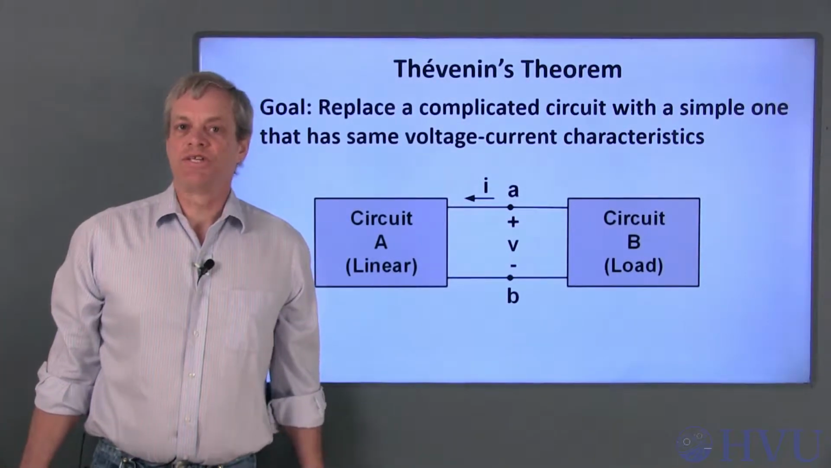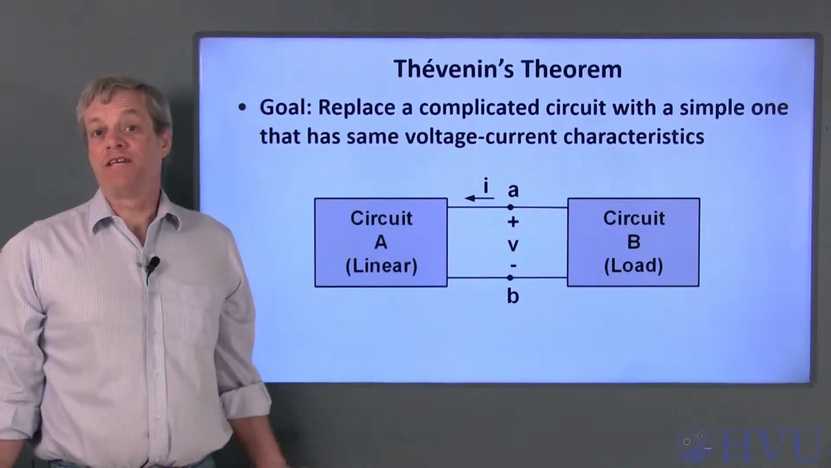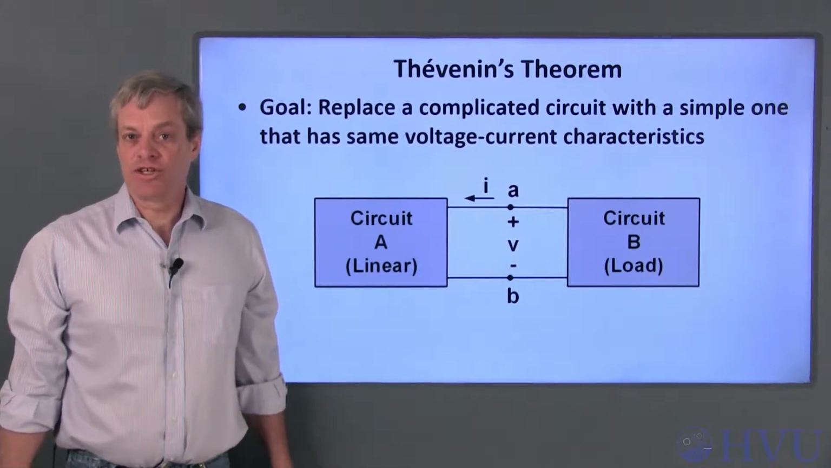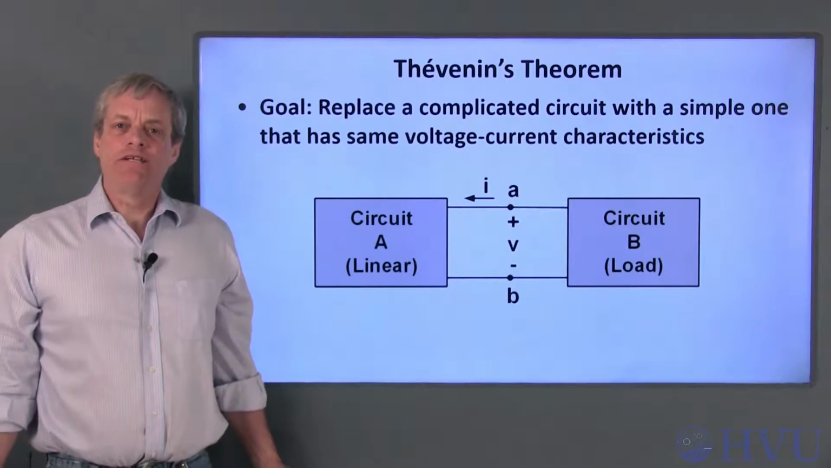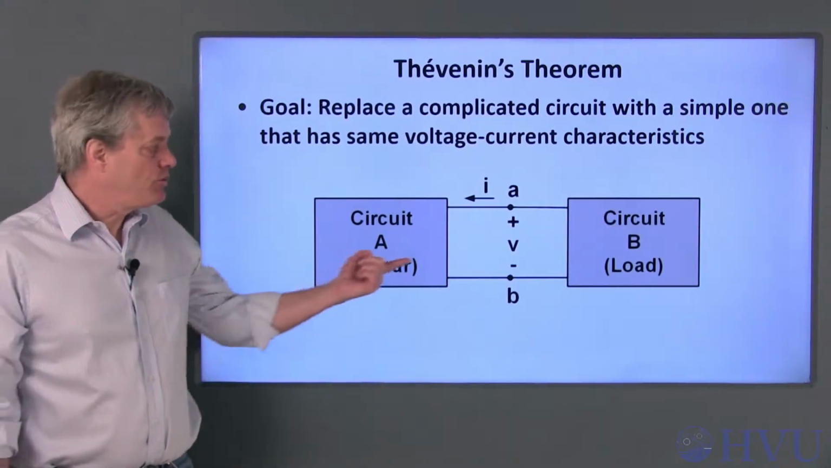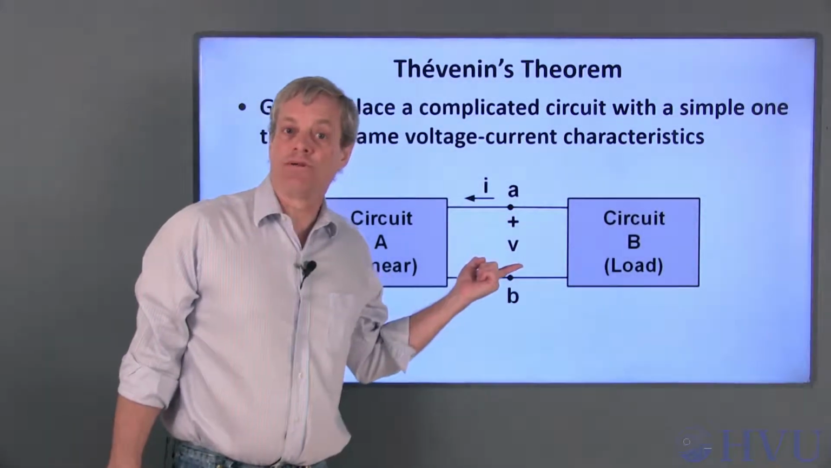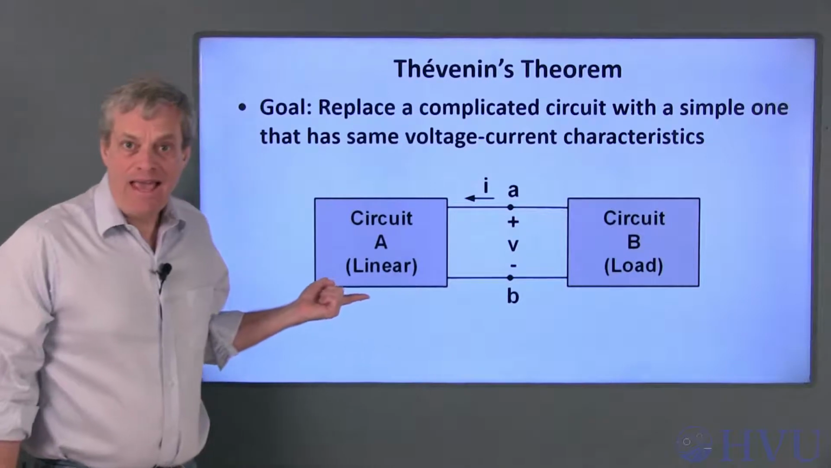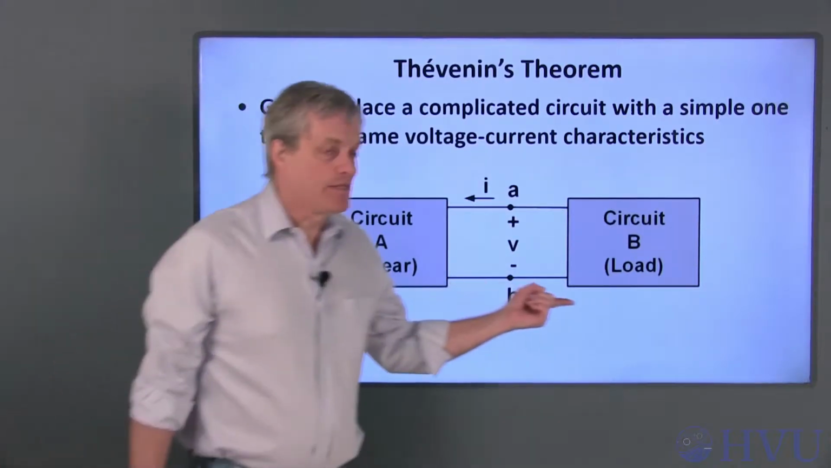Thévenin's theorem allows us to model a complicated circuit as a very simple one that has the same voltage-current characteristics at its terminals. This is particularly desirable during system design. For example, suppose we have two circuits interconnected at two terminals, as shown here. We'll call one of the subcircuits circuit A, and the other one we'll designate as the load.